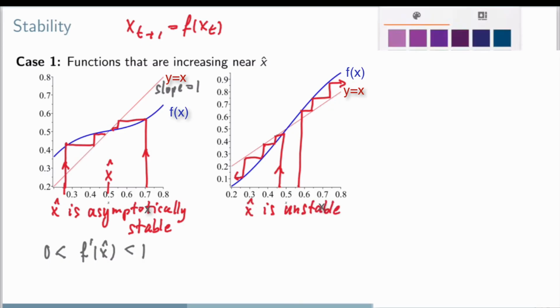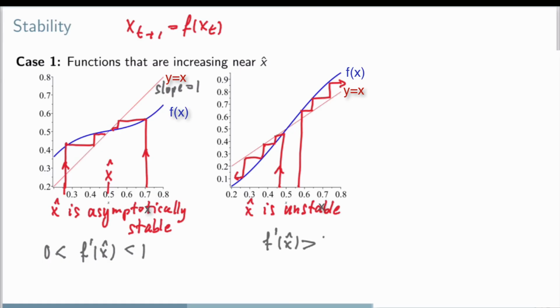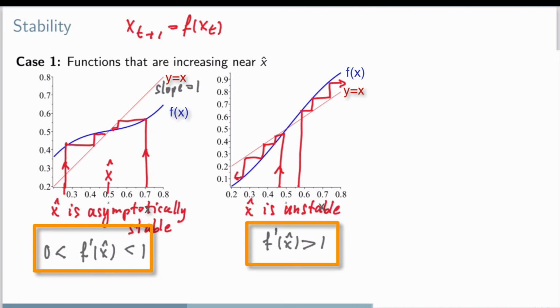Same question about the slope. The slope of the blue line seems to be steeper than the red line, so the slope is bigger than 1, and of course it's positive as well. So here we have f prime at x hat seems to be larger than 1. If f prime is less than 1, we are asymptotically stable. If f prime is larger than 1, we are unstable. So this looks like a really cool criterion where we can use the derivative of f.